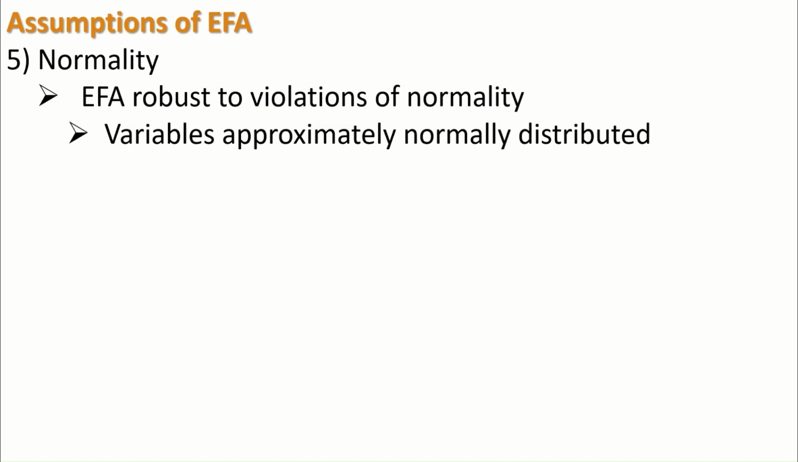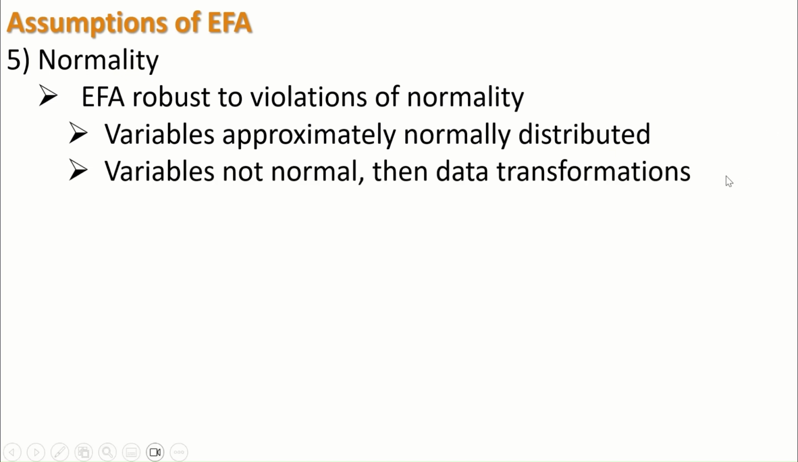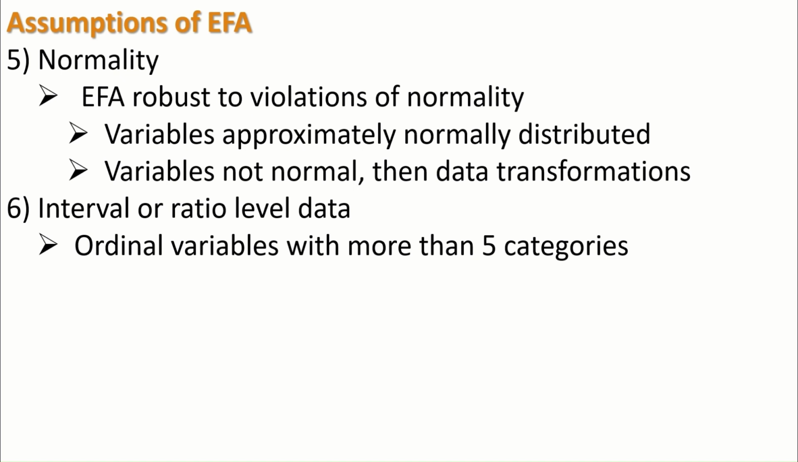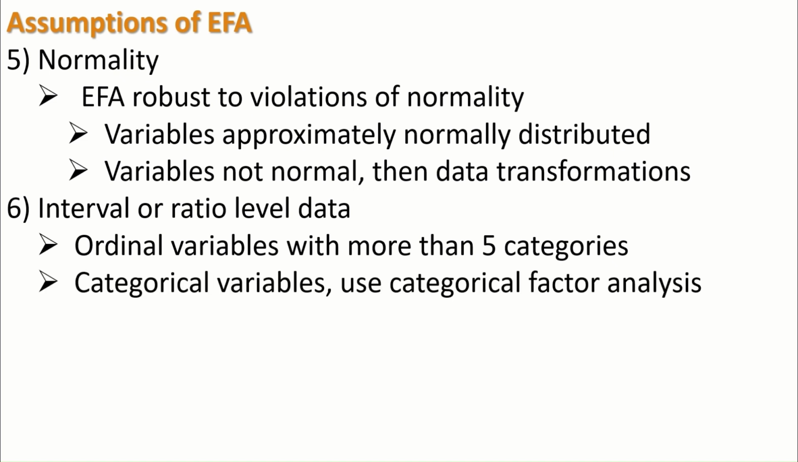Though EFA is robust to violation of normality, variables should be approximately normally distributed, and if variables are not normal, then transformation of the data can be performed. The sixth assumption is the interval or ratio level of data. The data should be interval or ratio. For ordinal data, there should be more than 5 categories, and for categorical variables, the best option is to go for categorical factor analysis.